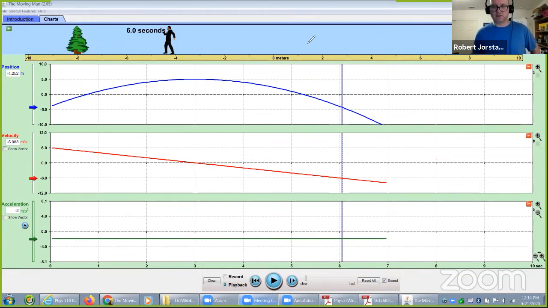Let's do it this way. Let's do a quick summary here, right? To go from here to here, you take the slope, or if you're in calculus class, you take the derivative, right? To go from here to here, you take the slope.